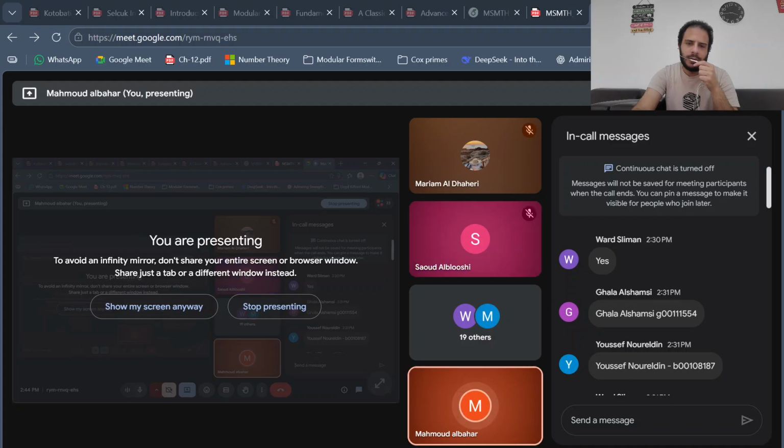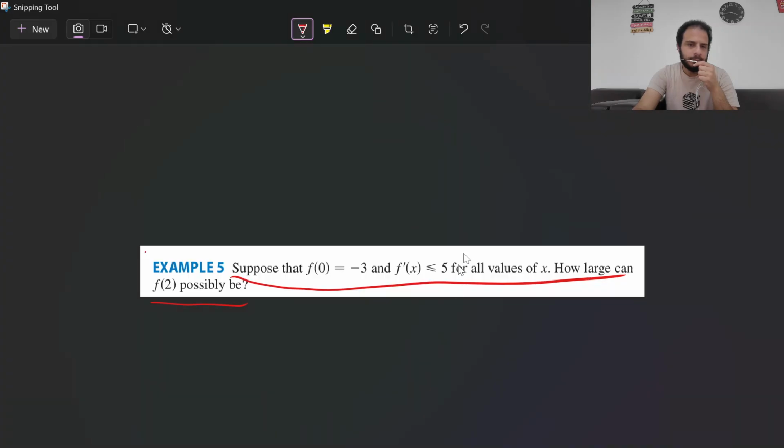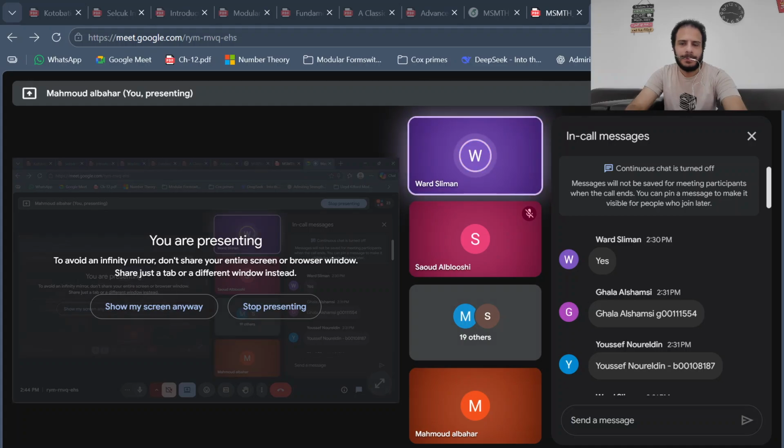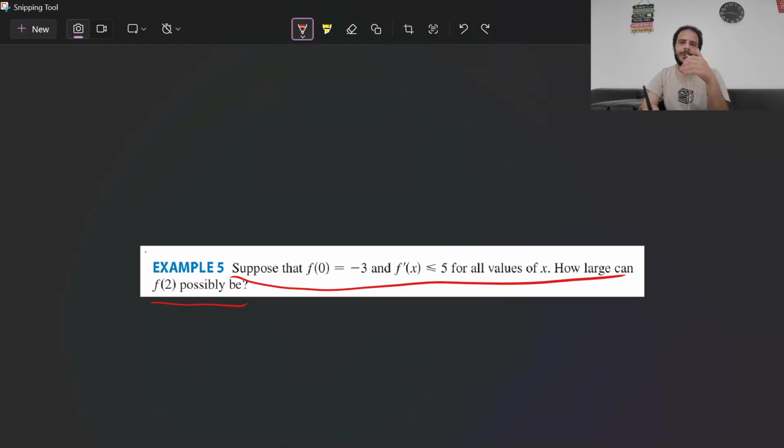Yes. Why is it continuous? It's not written here that f is continuous. Yes, it's continuous, but do you know why? Not from for all values of x, but from this one. See here, the derivative exists, right? You studied at the end of chapter 2 that if a function is differentiable at a point, then it's automatically continuous at that point. Yes, exactly, thank you.